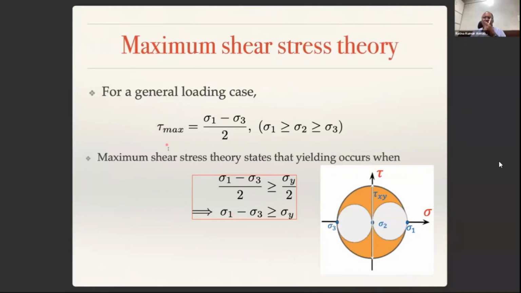So now the question is, how do we do it when you have a three-dimensional state of loading? If you have a 3D state of loading, we have discussed how to draw the Mohr circle. We have three principal stresses, sigma 1, sigma 2, and sigma 3, and on the sigma plane, you identify sigma 1, sigma 2, sigma 3. And we have discussed that the convention is sigma 1 is greater than or equal to sigma 2, which is greater than or equal to sigma 3.